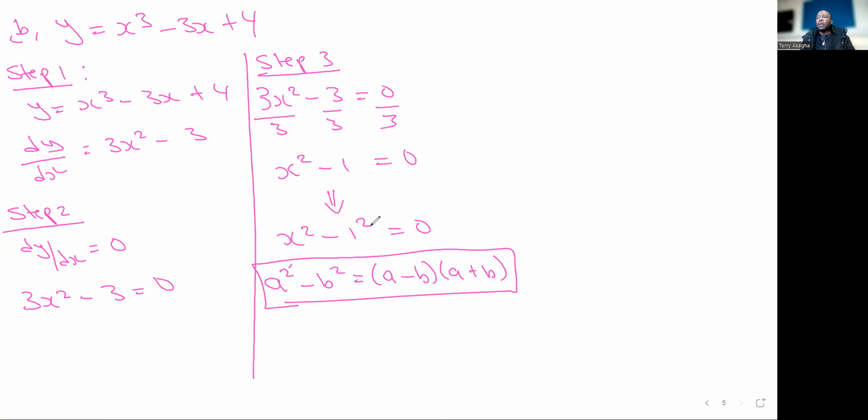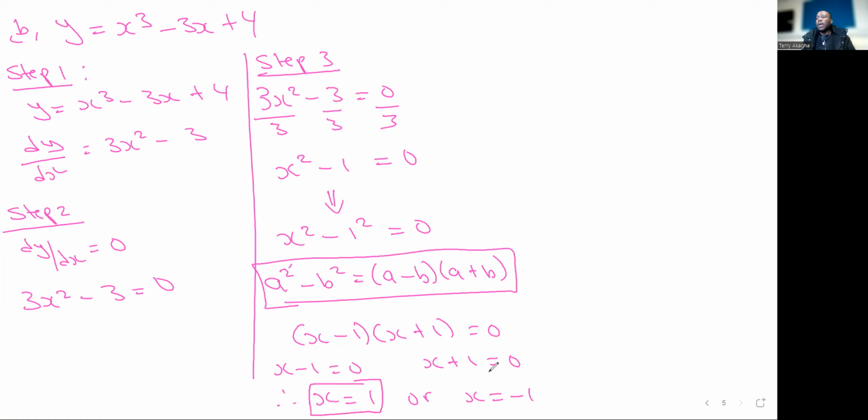So now x squared minus 1 squared is going to give us x minus 1, x plus 1 equal to 0. And I told you that how you solve is that you have to then equate each of them to be equal to 0 to solve for x. So x minus 1 is equal to 0 and x plus 1 is equal to 0. Therefore, x will be equal to 1 or x will be equal to minus 1. So you can see in this example, we have two values for x.